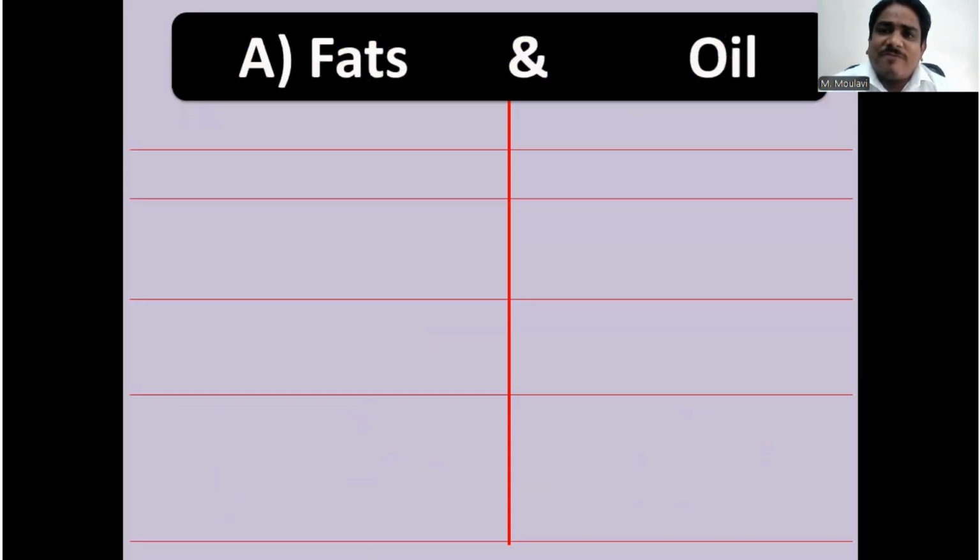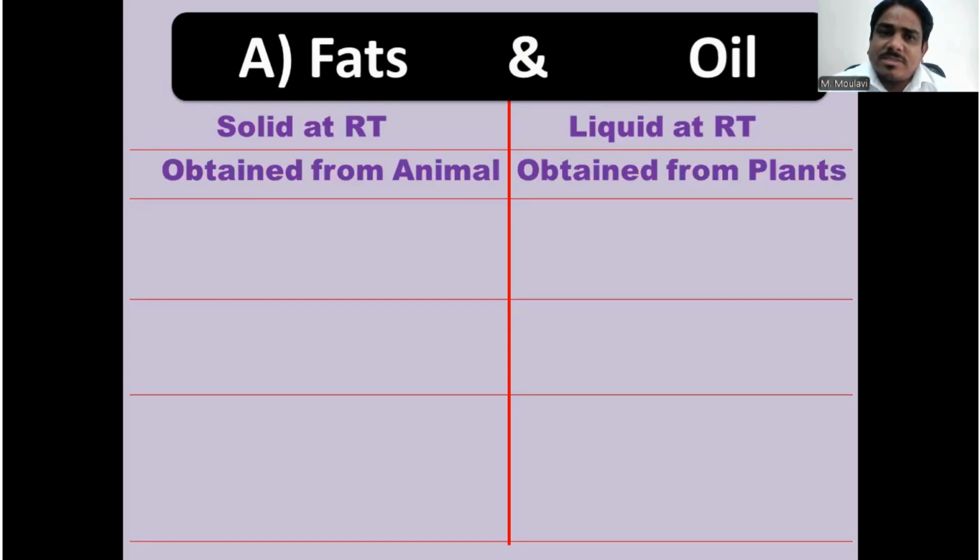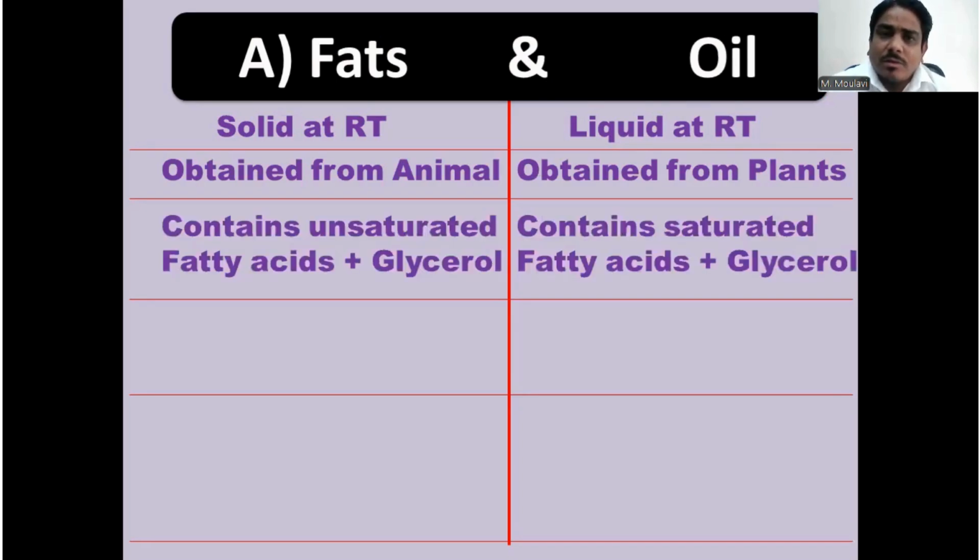We will look at the fats and oils in a comparative fashion. Fats are solid at room temperature, while oils are liquid at room temperature. The second difference is that fats are present in animals, so they are obtained from animals, while the oils are present in plants in the form of seeds. The fats contain mostly the saturated fatty acid and the glycerol, while the oil contains the unsaturated fatty acid and the glycerol.